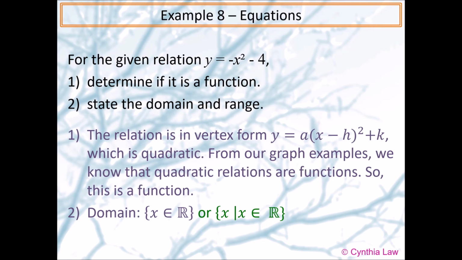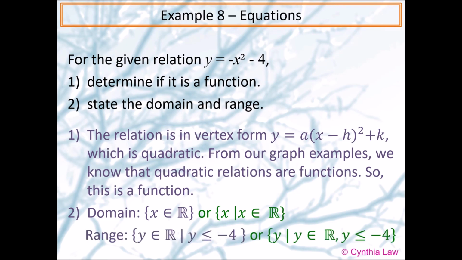For the range, though, remember that our quadratic function has either a minimum or a maximum. And in this case, because a is negative, this is going to open down. And we know that the vertex is the point (0, -4), because h is 0 and k is -4. We also know that the vertex is the maximum point, so therefore the range is y belongs to the real number set and y has to be less than or equal to -4.